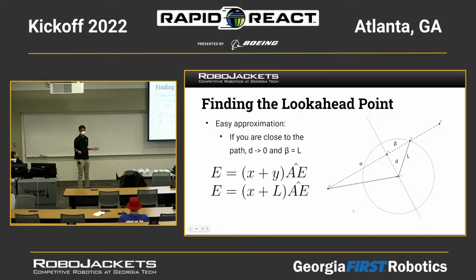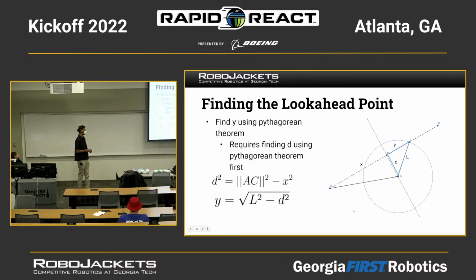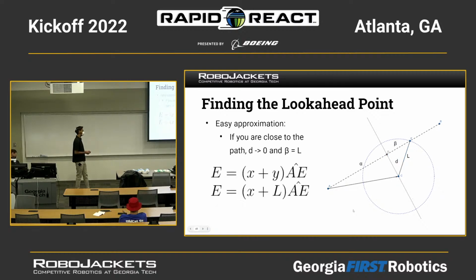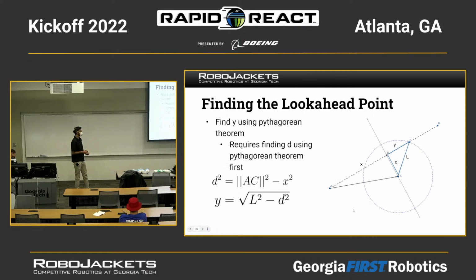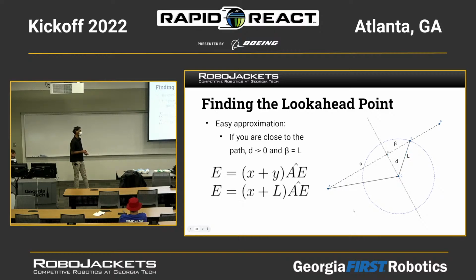So let's think about the extreme case here. Y is equal to the square root of L squared minus D squared. Let's say D squared was really small, or even 0. If D squared were 0, then Y would be equal to the square root of L squared, which is just L. So as long as we think that the robot is close enough to the path, we can skip calculating D in the first place and simply say that Y is equal to L. And in that case, the distance between point A and point E is just x plus L.